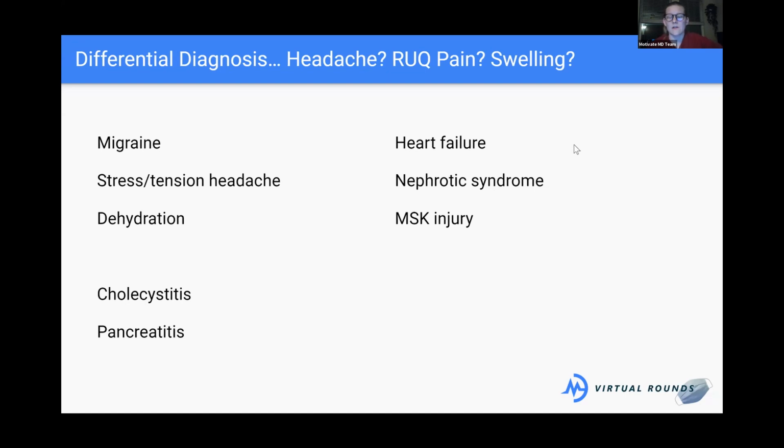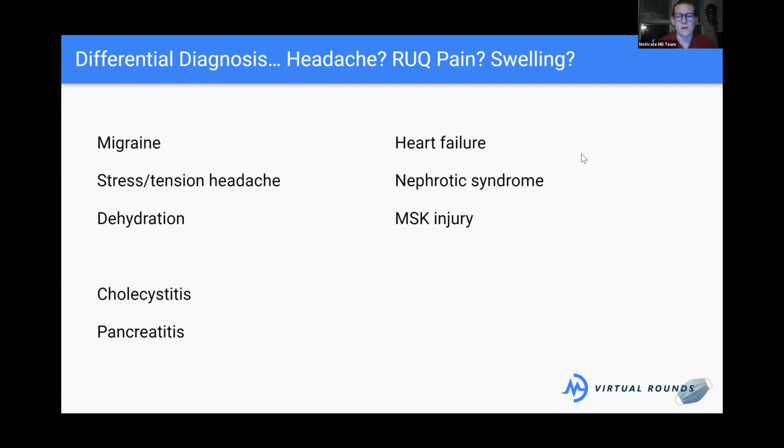And then swelling also has a very broad differential. It could be anything from heart failure to kidney failure to just like she maybe sprained her ankle and it's swollen on one side. So right now, there's not really a clear unifying diagnosis for these symptoms, which is sometimes you don't have a very obvious thing that's causing your symptoms all the time. You might have to look at them individually and then think about a bigger process that could tie them all together.